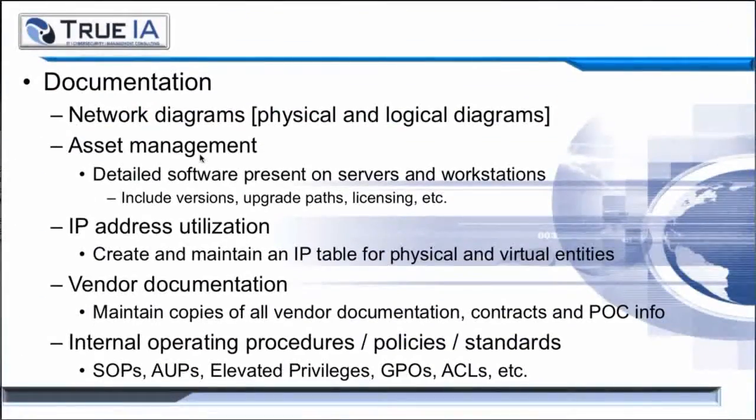So it all will start with a diagram. You'll sketch out your network diagram, both physical and logical diagrams, not only the physical equipment, but how logically will the data flow through the network infrastructure. You'll need to begin to consider asset management. This is a detailed inventory of the software present on all the servers and workstations. This will include versioning, any upgrade paths, and licensing costs associated with them.